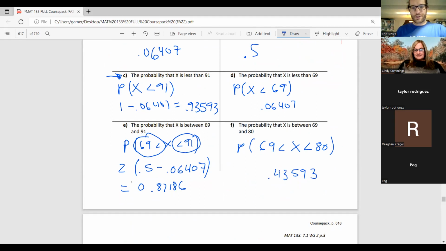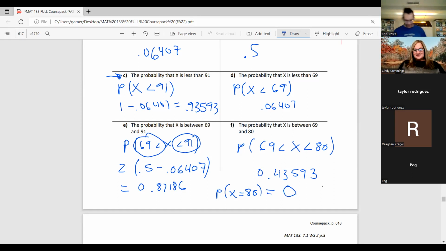Okay, you ready for a trick question? What's the probability that X equals 80? Don't let them trick you guys. It's not possible. What's the area? 0.